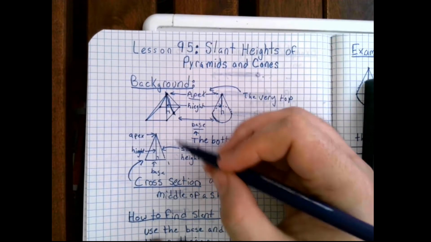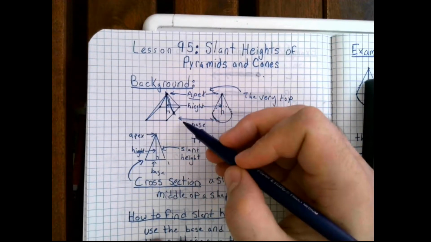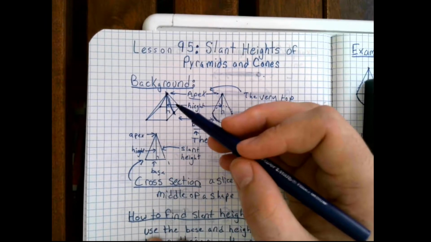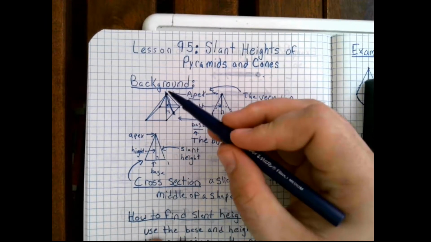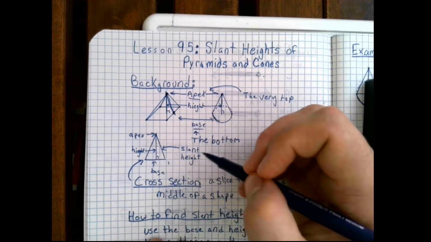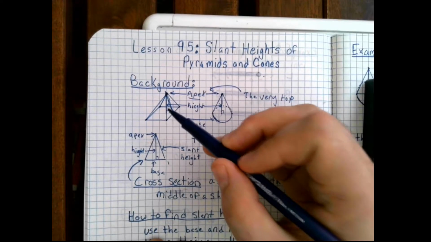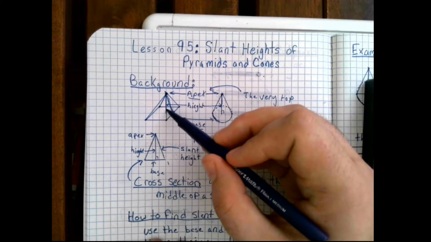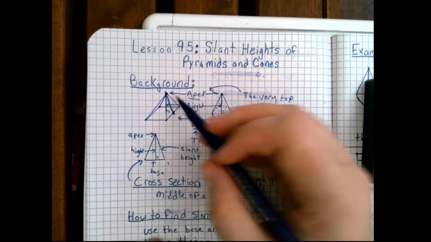Now, going along the edge of the pyramid up the apex, it's almost like what you'd get if you took a sled and you went up to the top of the pyramid and you slid straight down the side. That is called the slant height. Now notice the height itself is perpendicular. It has this right angle at the bottom. The slant height is slanted.